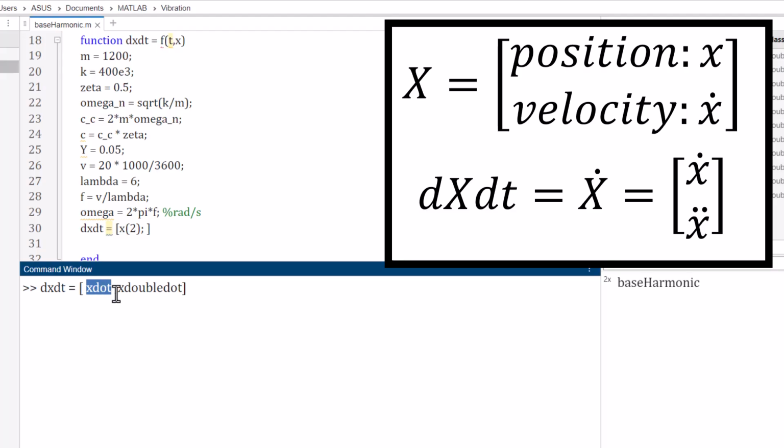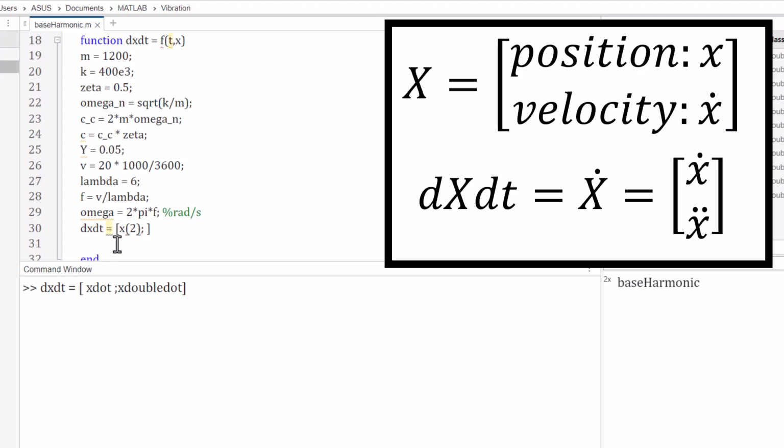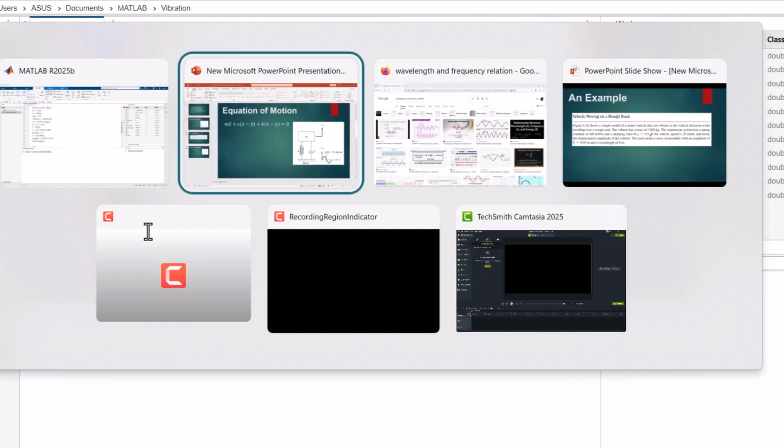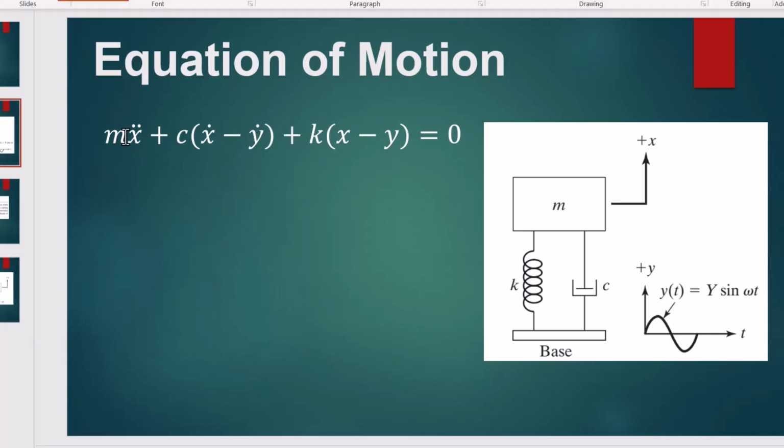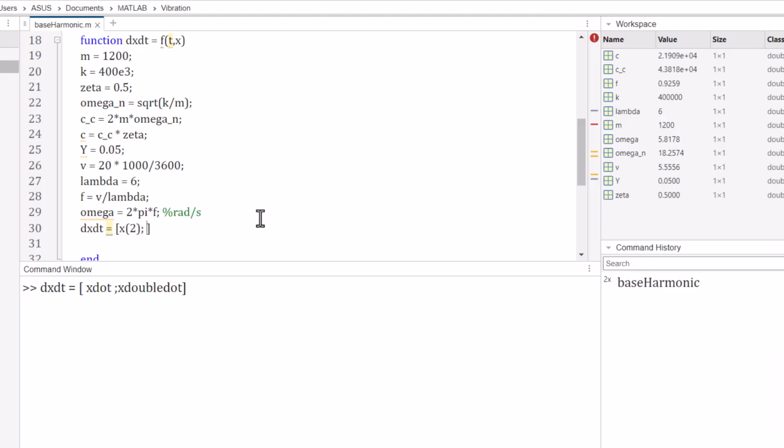So now I have to write x dot and x double dot in terms of x, and x2 was x dot, and x double dot has to be written using this formula. So x double dot is this term going to the other side and divided by m. So it is something divided by m, and now it's negative c times x dot. Negative c times x dot was x2 minus y dot, minus k times x minus y. And instead of x, I have to write x1.